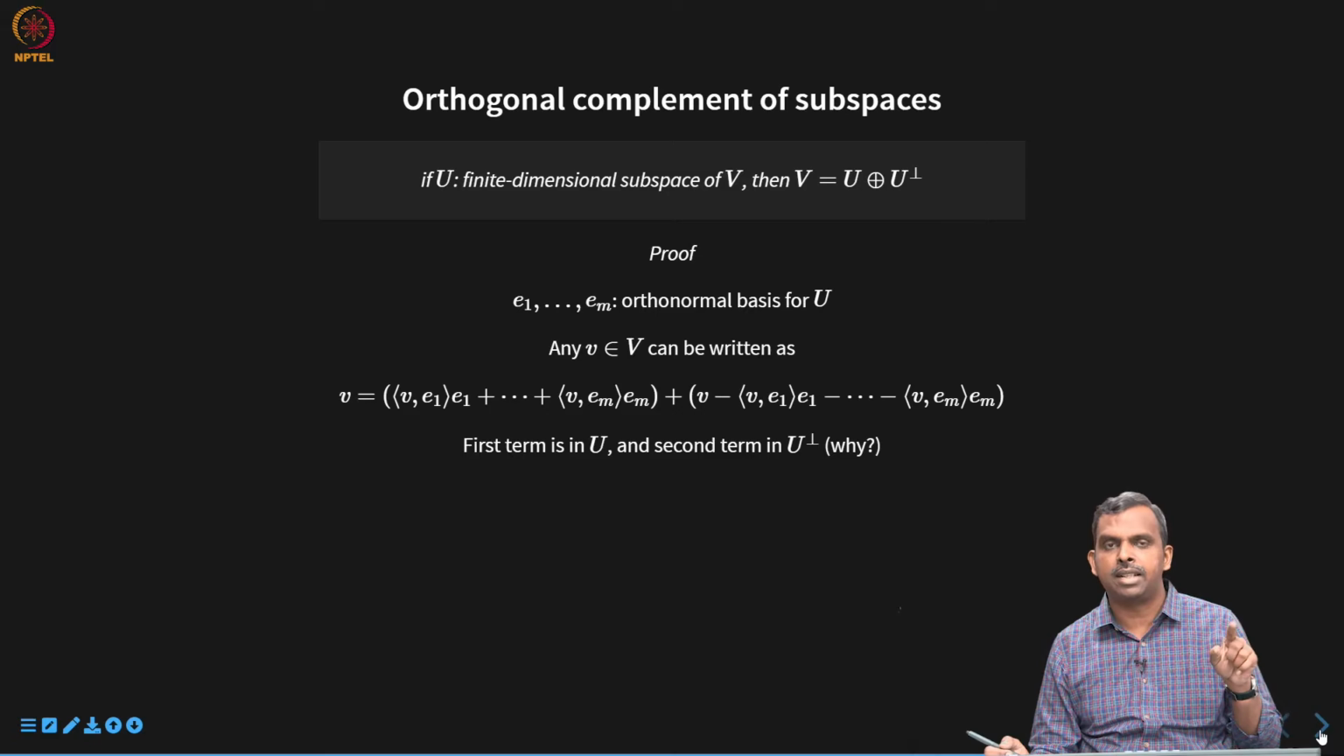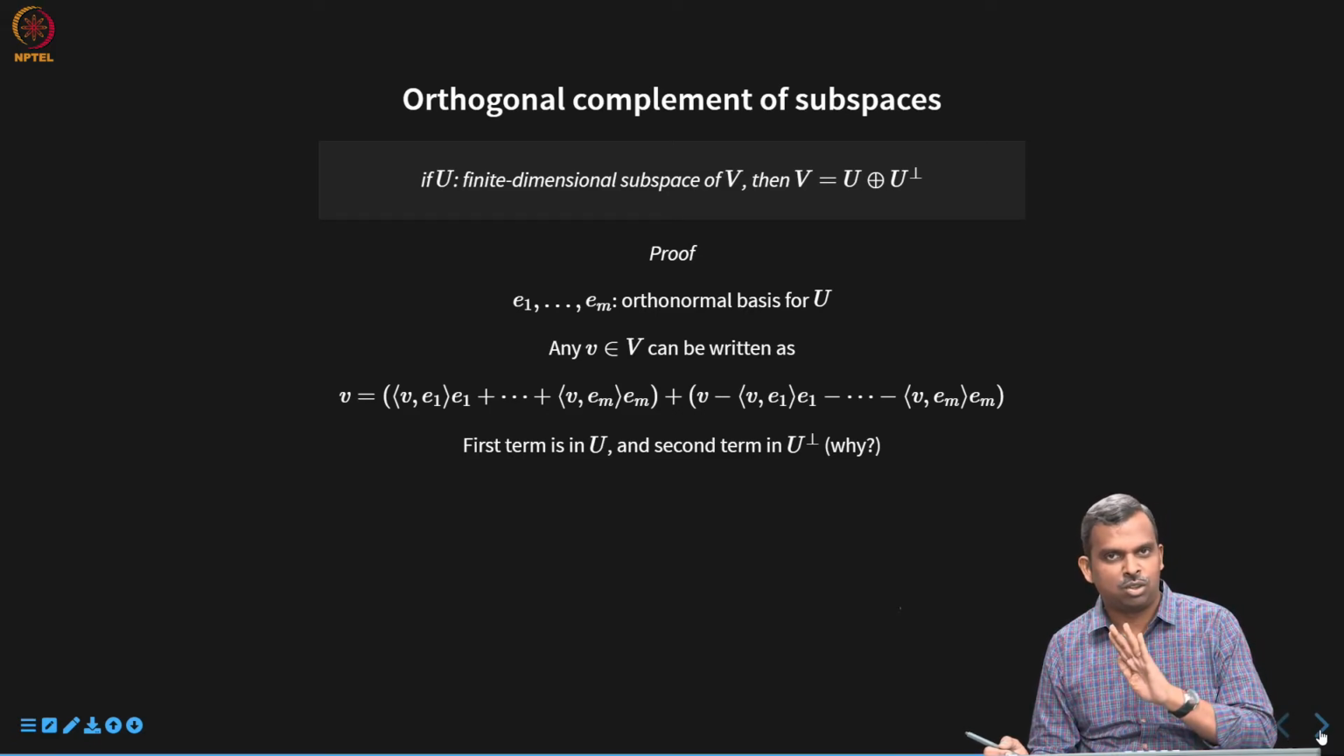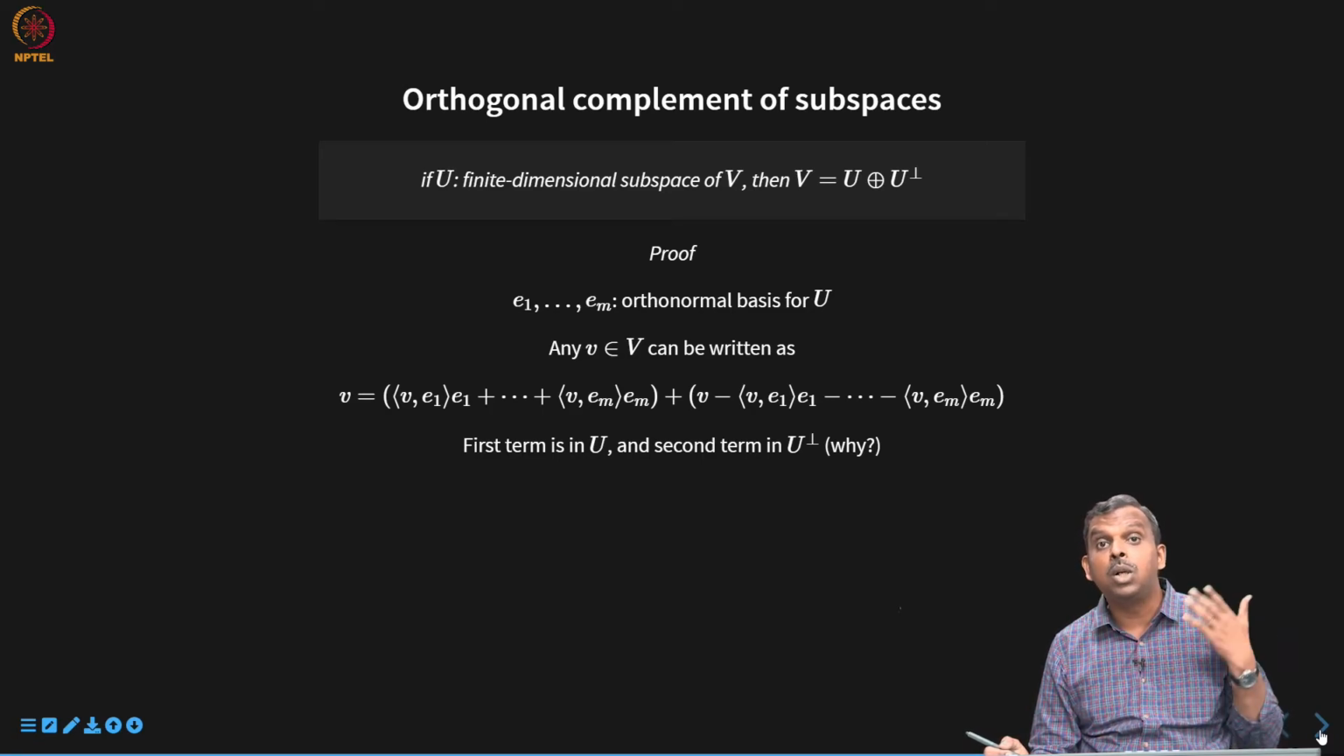We know already U intersect U perp has to be only 0, right? So that we know. So if I take a sum, it will become a direct sum. That's okay. But then why should the direct sum be equal to V? That's the question, and this is a proof that you can write. It's a very easy argument.